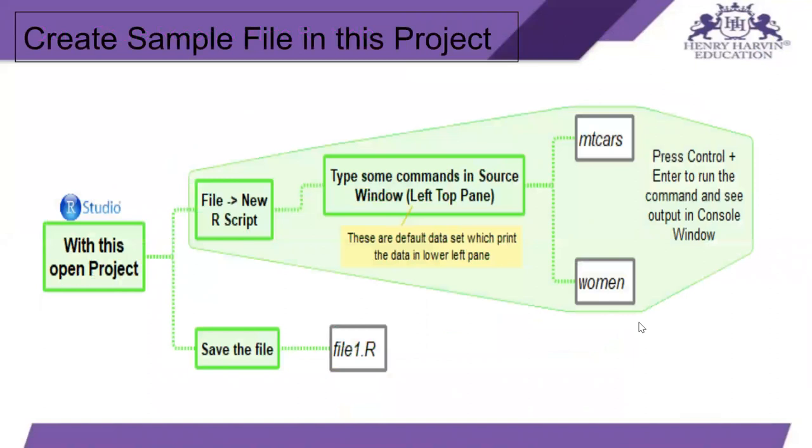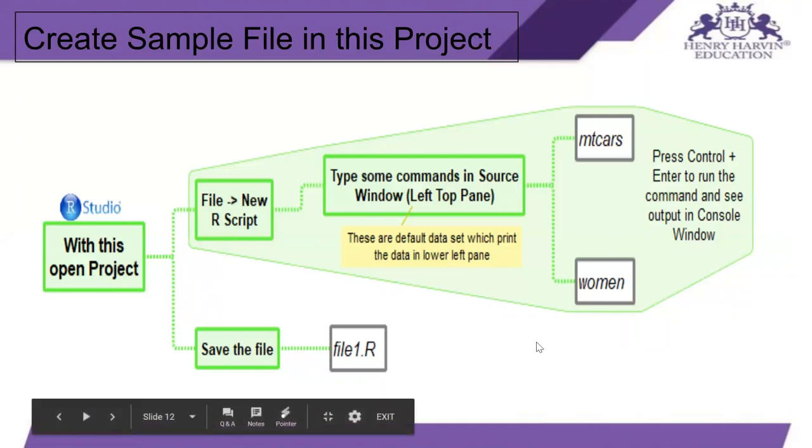Then you need to create a small sample file. You can go to File, New R Script, and type some command like mtcars is a data set and women is also a data set. When you type mtcars and women, you will find the output being displayed in the console window. Save this file and give it a name like file1.r.